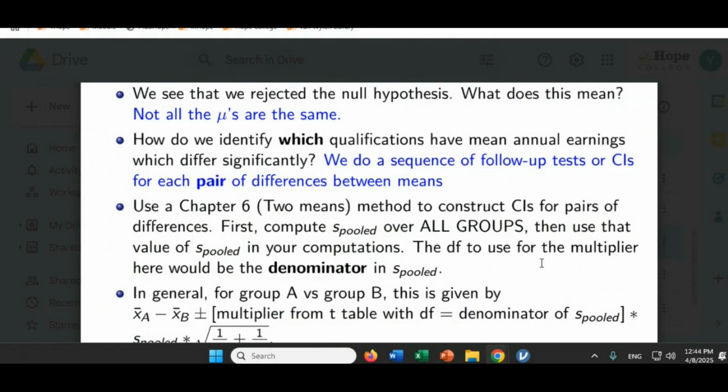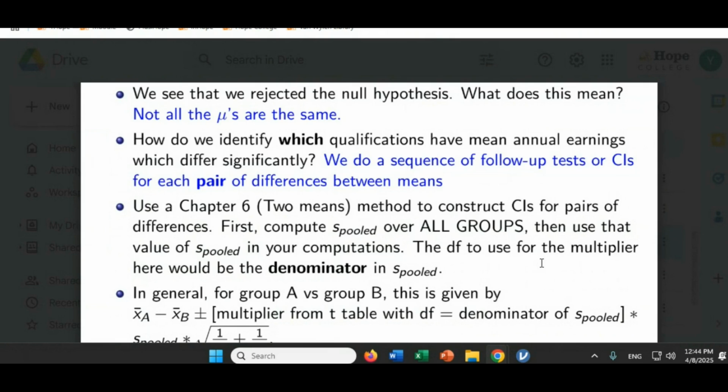Very good, that was fast. 10. You can go back and try. A, B, A, C, A, D, A, E, B, C, B, D, B, E, C, D, C, E, D, E. 10. There are 10 ways to form pairs from 5 groups. Of course, I'm not going to ask you to do all 10. We will do one difference. We're going to compute one just to show you how it's done.